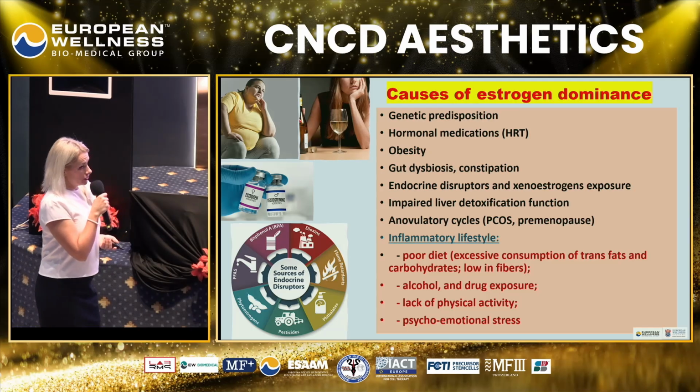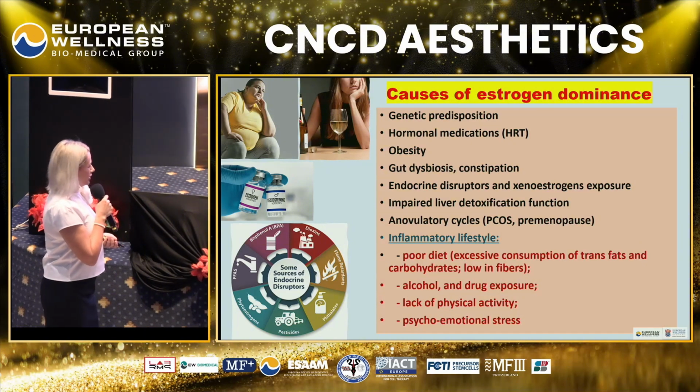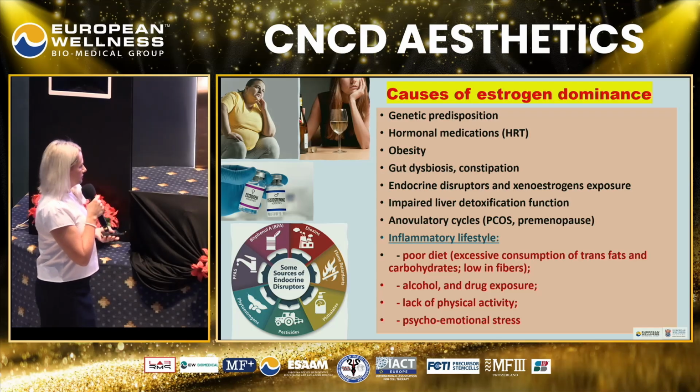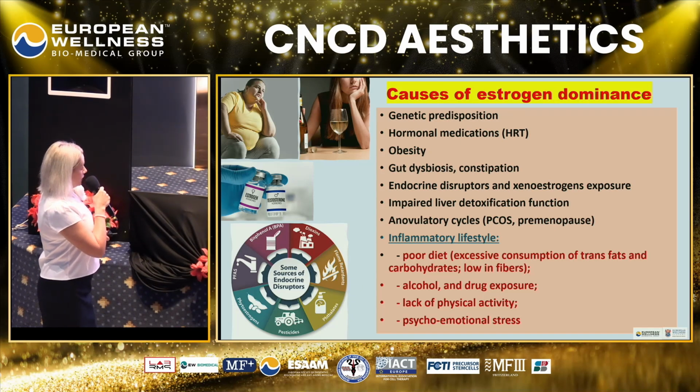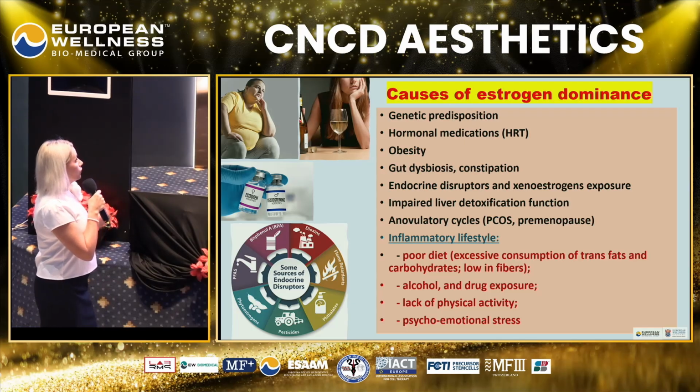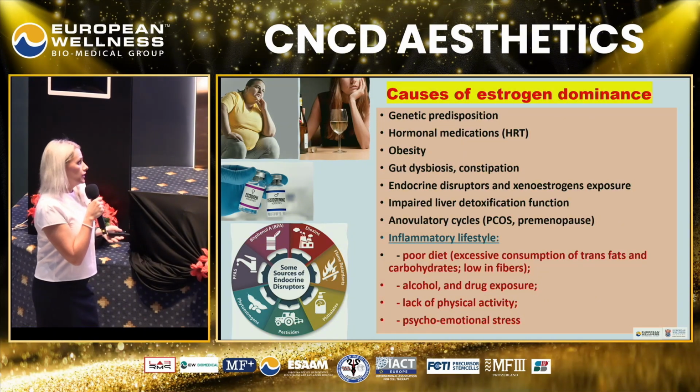Endocrine disruptors and xenoestrogens exposure. This is also quite a painful topic, because unfortunately we are surrounded with xenoestrogens and endocrine disruptors. First of all, it's plastic. Then phthalates, dioxins, flame retardants, pesticides, bisphenol A, PCB, polychlorinated biphenyls. So all these substances can promote estrogen dominance, causing cancers, such as ovarian cancer. Also, there are studies on this. Impaired liver detoxification function, that's clear. Anovulatory cycles, because less progesterone is produced, so it does not oppose the estrogens properly.